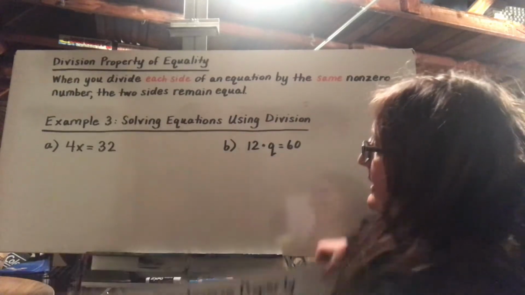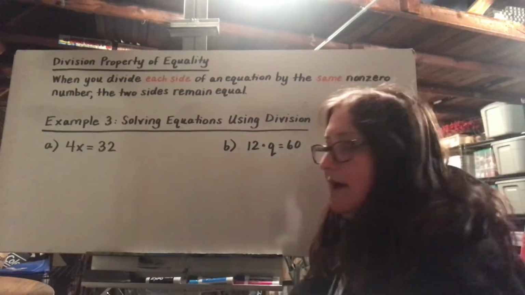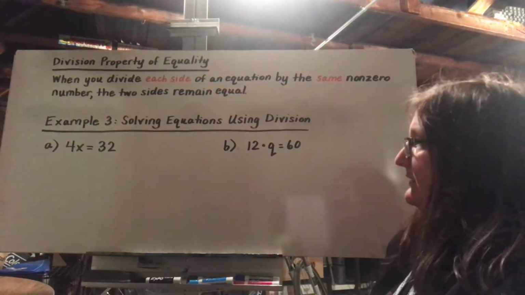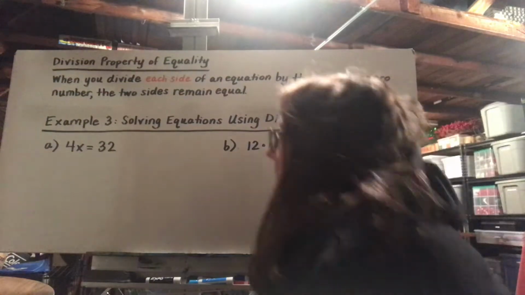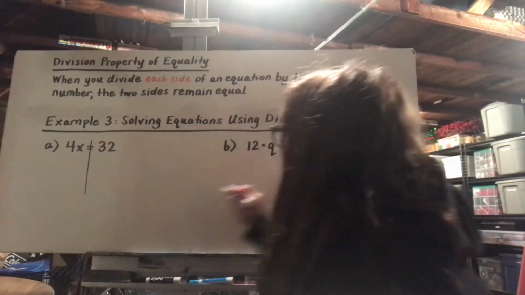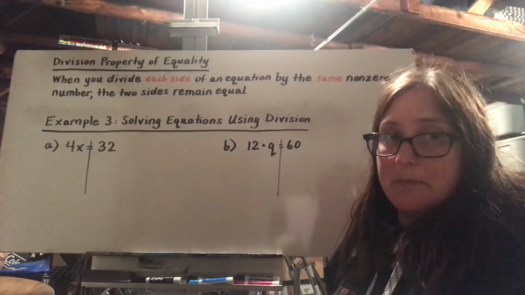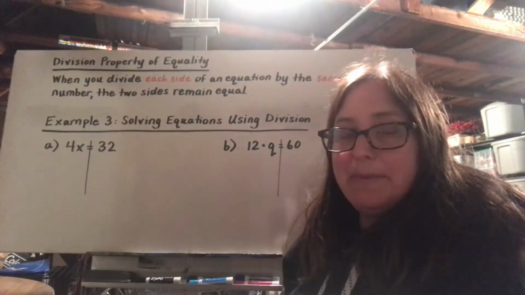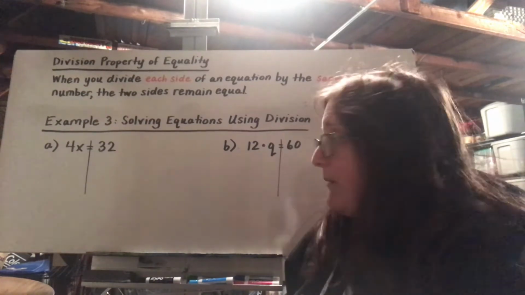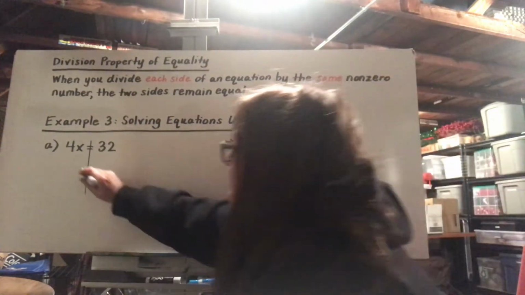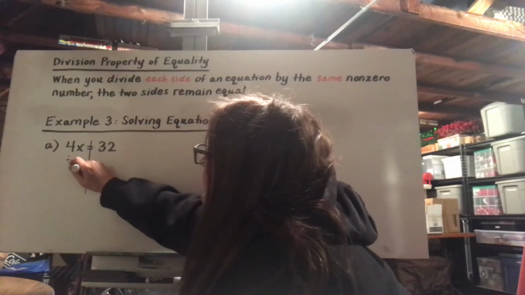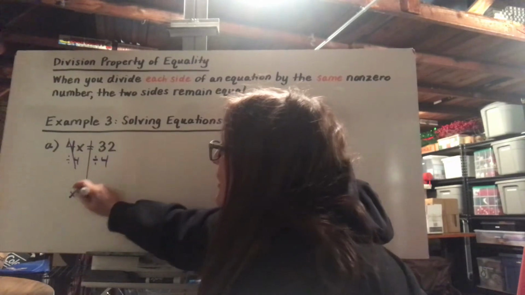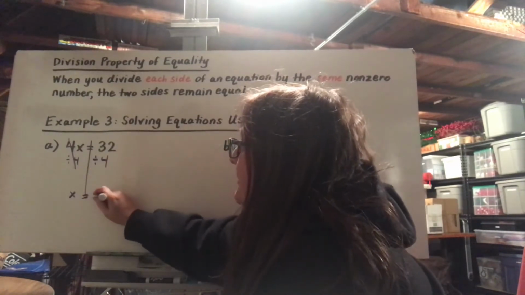This next property says that I can divide an equation by a number as long as I do that to both sides. So once again, in solving these equations, I'm going to split them at the equal sign, and then I'm going to look for my variable. Here my variable is x. I have 4 times x. The opposite of multiplying by 4, well, I want to get rid of that 4. The opposite of multiplying would be to divide by 4. So 4 cancels out here. 32 divided by 4, I'm left with 8.